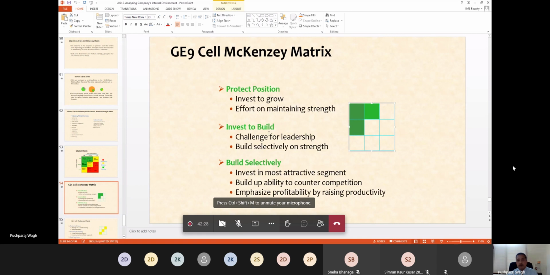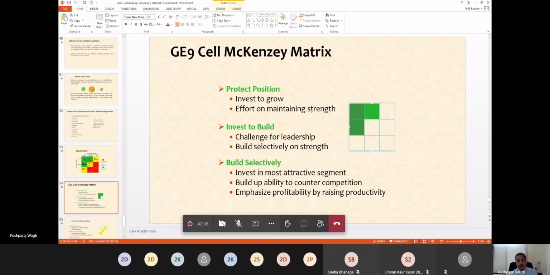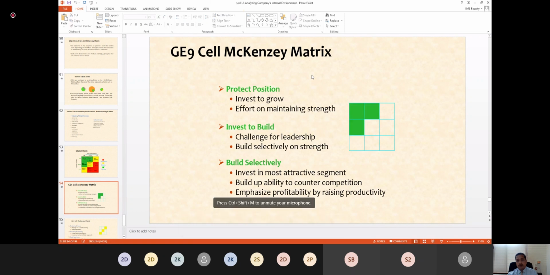So this GE nine-cell matrix we have to discuss for these three different categories, that is green zone, yellow zone and red zone, which we have marked on this table. In the nine-cell matrix, the first zone, which is the green zone, is attractive for business or any company. There you can see three important categories.